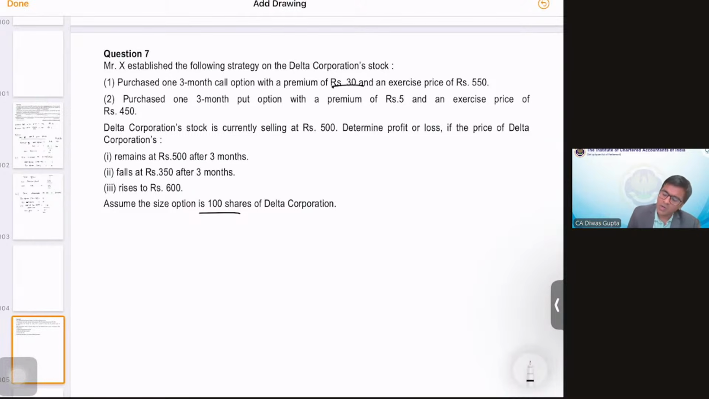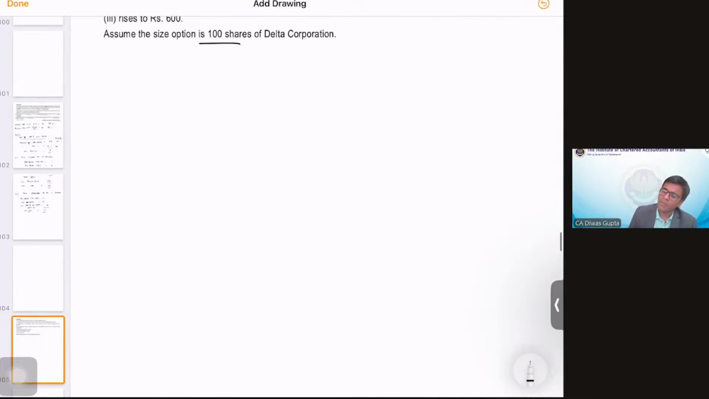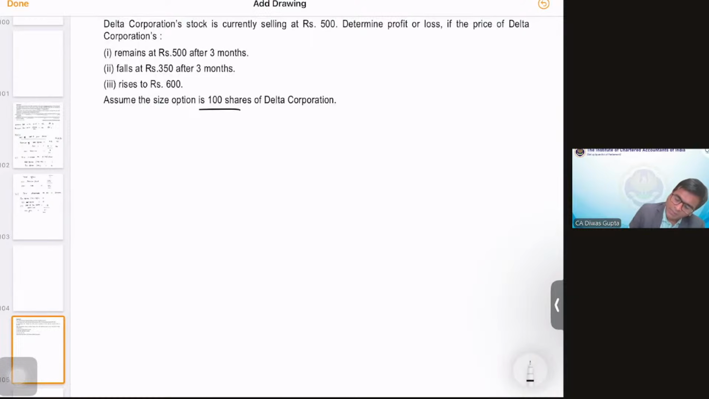Determine profit or loss if the price of Delta Corporation remains 500 after 3 months, falls to 350 after 3 months, and rises to 600. So they have given us a call and a put option with the respective premiums, and they've asked us to calculate the implications, right?